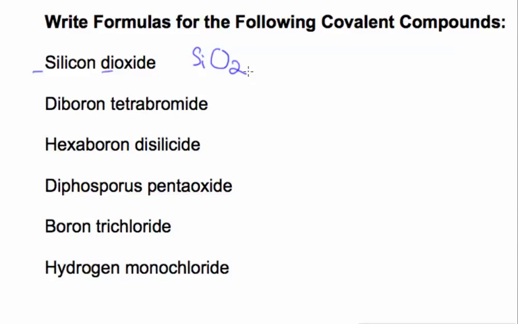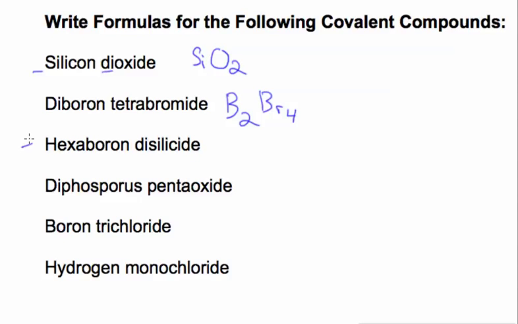Look at the next one, diboron tetrabromide. Take a second and think of what that formula would look like. This is where knowing your symbols comes in handy. Diboron means 2 boron. Tetrabromide means 4 bromines.